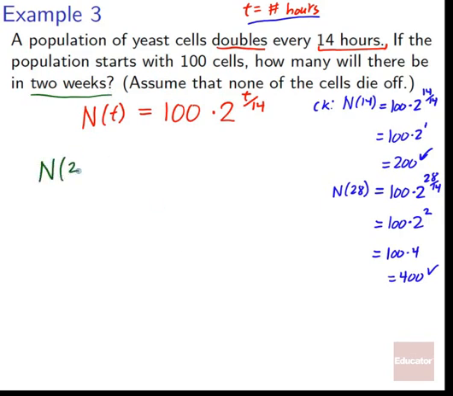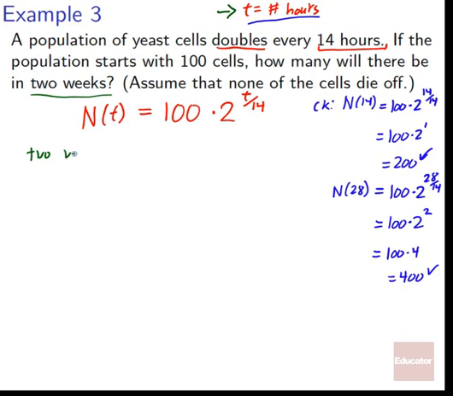Is it 2? No, it is not 2. Well, how many weeks? Oh, 14 days? No, it's not 14. What were we setting this up in? T was set up in number of hours. So the question is, how many hours do we have on hand? So let's first see how many hours is 2 weeks.